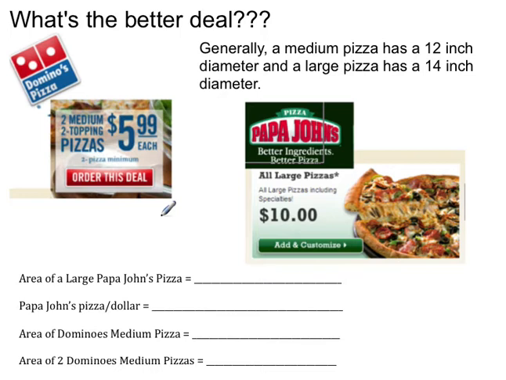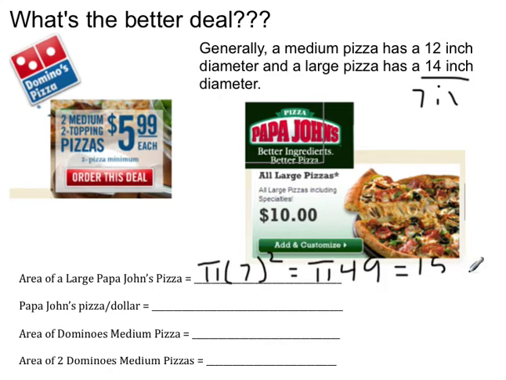Area of a Papa John's pizza. Generally, a large pizza has 14 inches in diameter, which means it's 7 inches in radius. So the area of a Papa John's pizza is pi r squared, which is pi times 49. So really, it's the same area as we did on the front side of this worksheet, which is 153.94 inches squared for the area of a large Papa John's pizza.